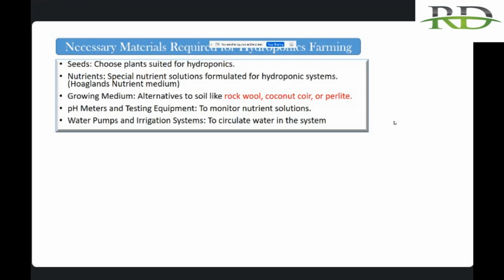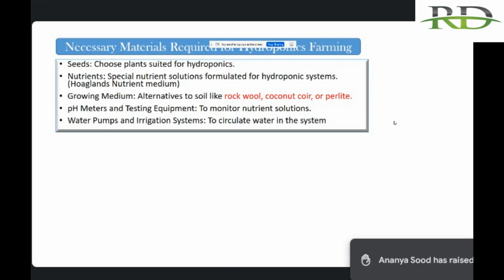And there should be a pump, because the plants also need oxygen. So what does the pump do? They give oxygen to the nutrient solution. We need the pumps, and the pump is also required to lift the solution and supply it through pipes to the individual plants. So these are the things to set up any hydroponic system. Maybe on a small scale, you need all these things, right?